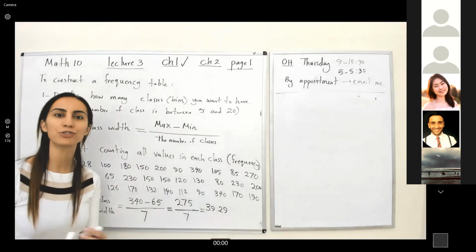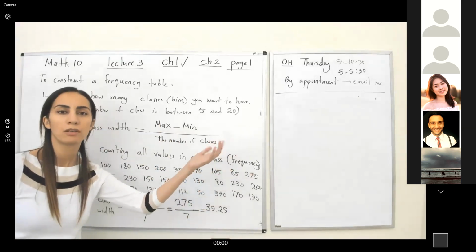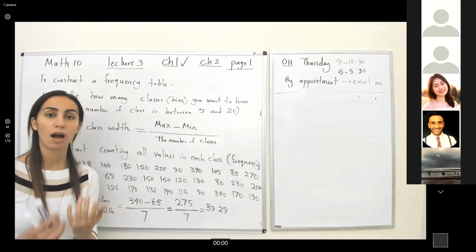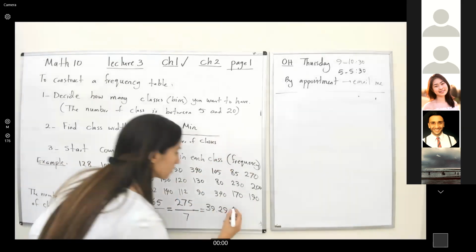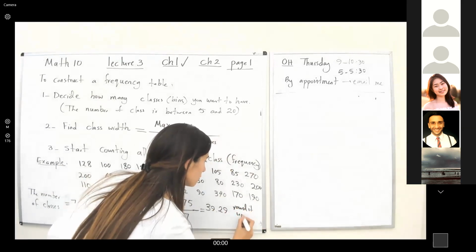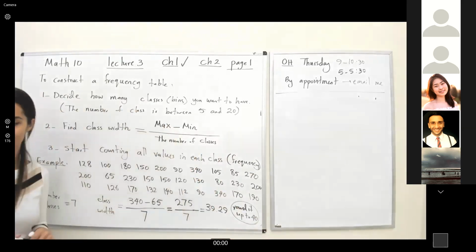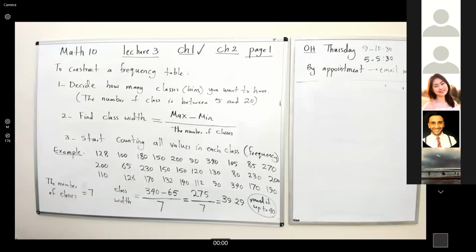So what we're going to do, we're going to either round it up or down. It doesn't matter. That's totally up to you. I'm going to round it up to 40. Very well. So you're done with 1, you're done with 2.